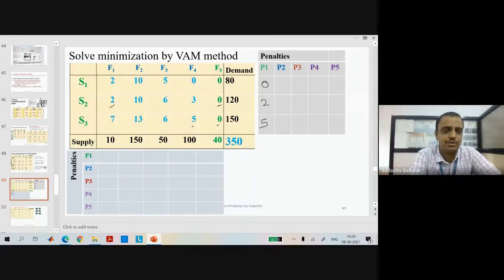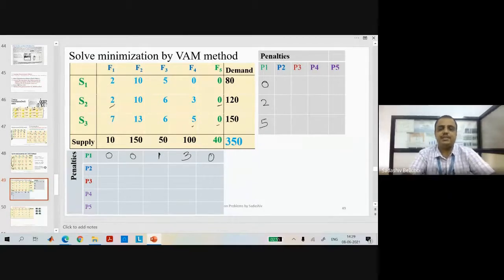So 2 to 7, in a sense, the difference is 0. For the second column, again the 10 and 10. For the third column, it is a 5 and 6. I hope you are following me. And for the fourth column, it's a 0 and 3, so that is 3. And for the fifth column, it's a 0 only.